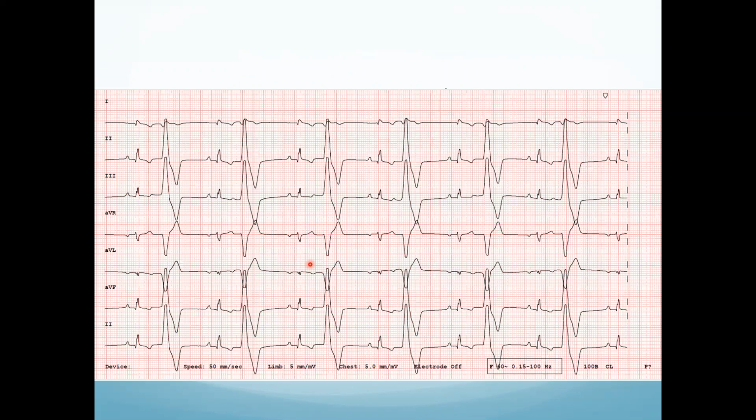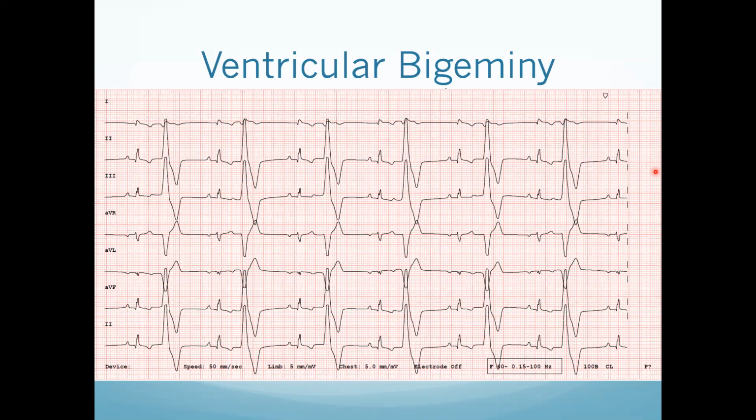Okay, so now we've got another different appearing ECG here. So we've got P waves here. These QRS complexes are a little bit notched, so we might have some conduction disturbance in our QRS. And then we've got these big wide and bizarre complexes. Okay. And when we look at the pattern overall, we can see we've got sinus beat, abnormal QRS, sinus beat, abnormal QRS, and that pattern repeats itself. So this is ventricular bigeminy.